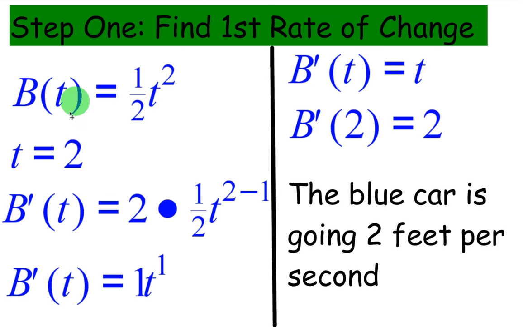Take the derivative of b of t. We're going to get just t. So this right here gives you the speed of this car at any particular point in time. After 5 seconds, it's going 5 feet per second. After 6, 6 feet per second. In this case, after 2 seconds, the blue car is going 2 feet per second. Pretty simple, right? So that's going to be the blue car's speed after 2 seconds.